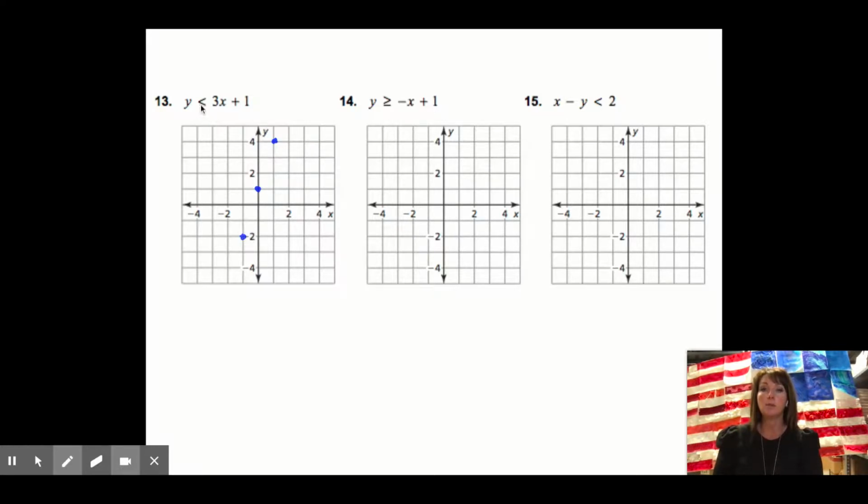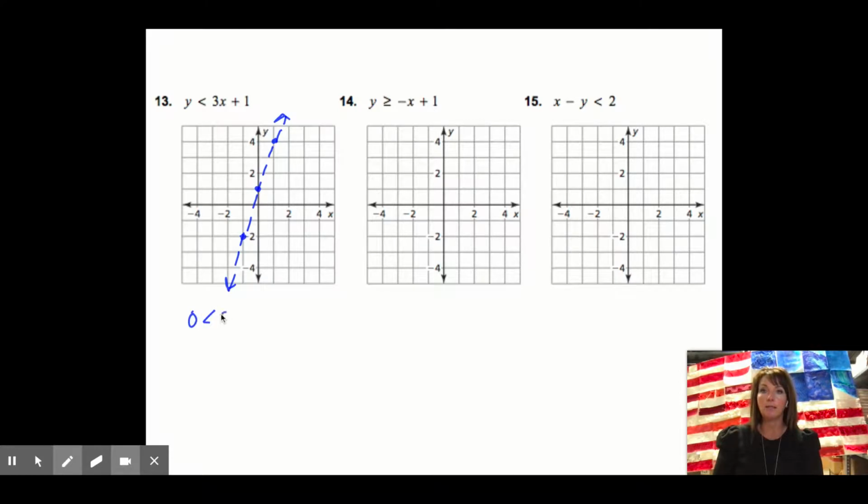Now, it's going to be a dashed line because of this symbol. So I do my best to make the dashed line go through the points. Now I have to determine which side is going to be shaded in. My instinct is that y is less than, and if I'm at this point or at that point, y decreases down here, right? But let's test out the 0, 0.